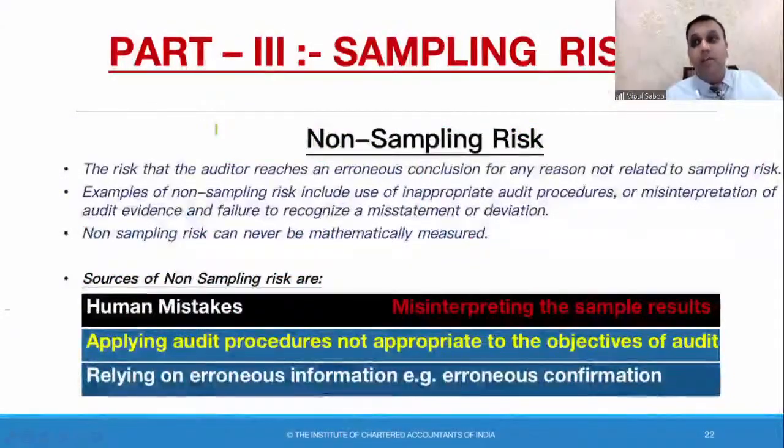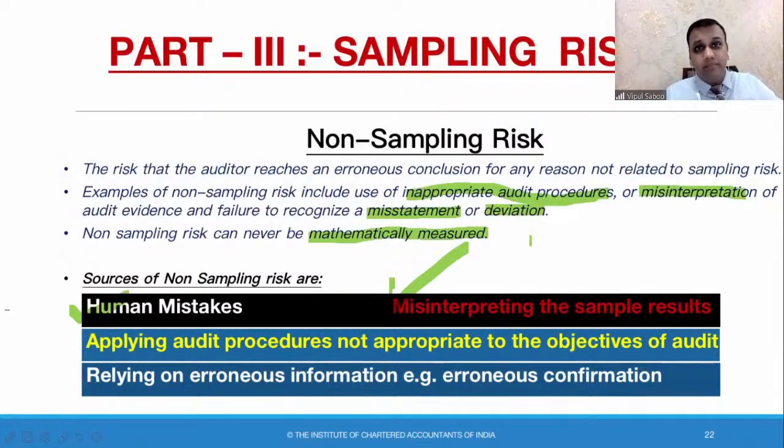Non-sampling risk, which is not related to sampling. You are using inappropriate audit procedures. There is misinterpretation at your end, or we fail to recognize a misstatement or deviation, human error. Non-sampling risk can never be mathematically measured because there is no formula to measure it. It could be human mistakes, misinterpreting the sample results. You have a sample, but you are misinterpreting the results derived from the sample. You are applying those audit procedures which are not required to be applied, which are not in line with the objectives of the audit.